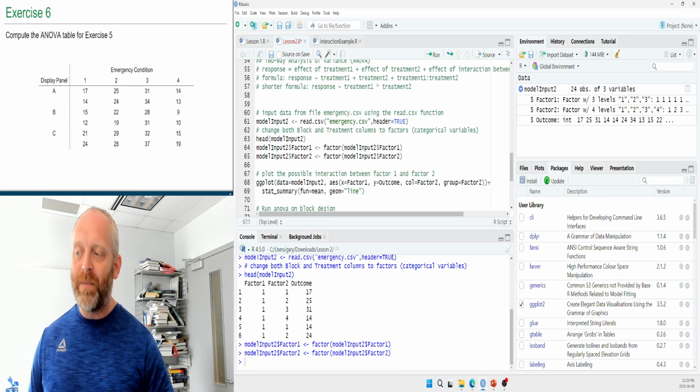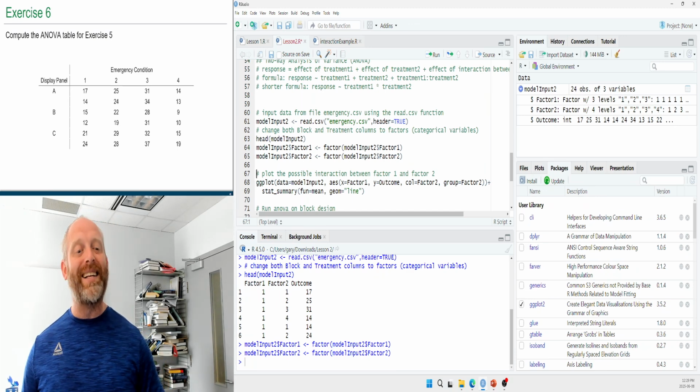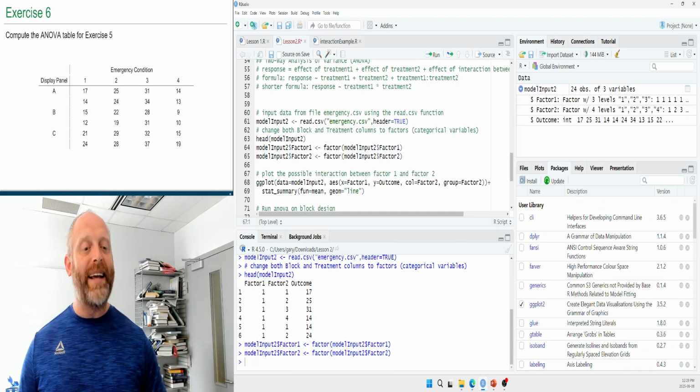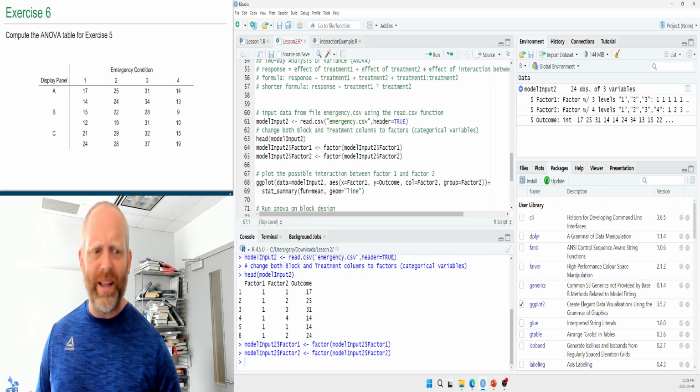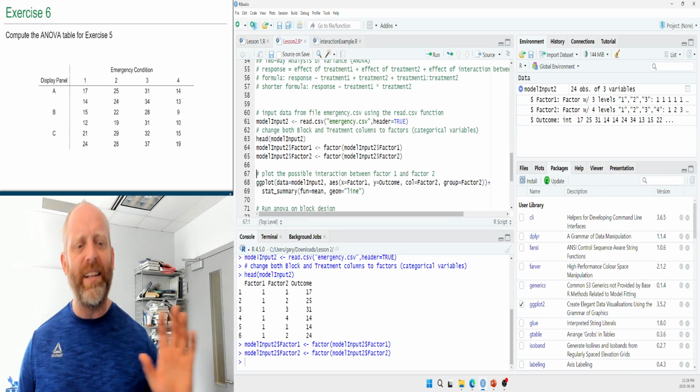My Y variable is going to represent the outcome. The outcome again is the time it takes to stabilize an emergency condition. So that is a time frame. That is supposed to be an integer, perfectly fine.